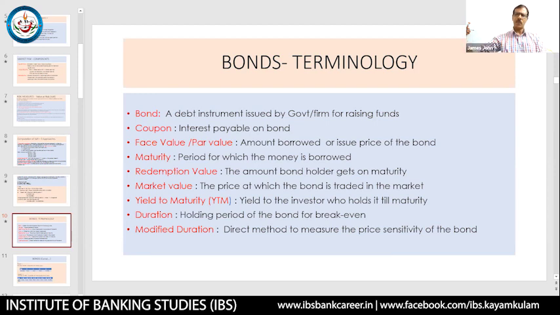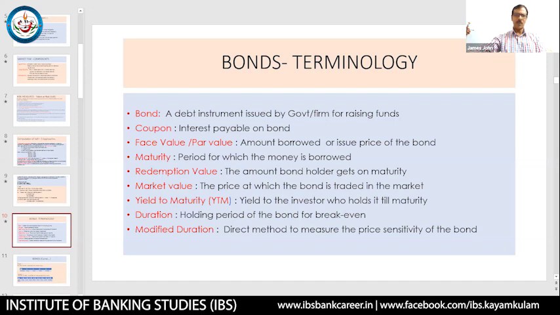When a government or a corporate is issuing a bond, they have to mention a period. It can be 5 years. That means they are borrowing the money from the public for a period of 5 years. And on maturity, they will give back the money. The next is the redemption value. Redemption value means the value they give on maturity.